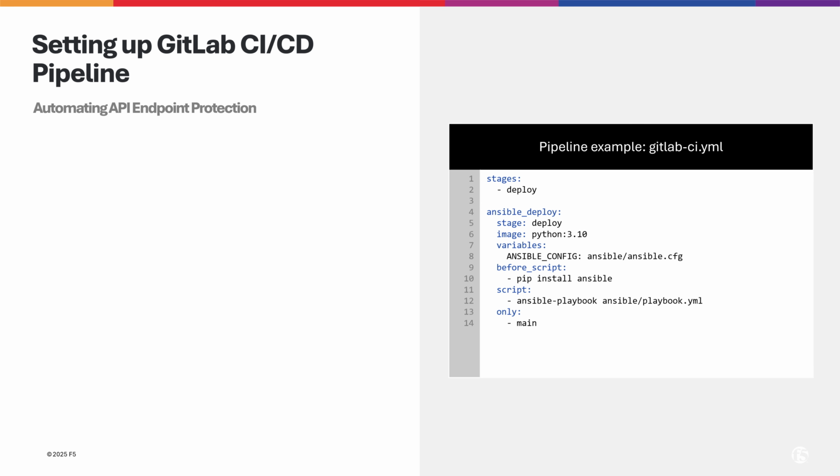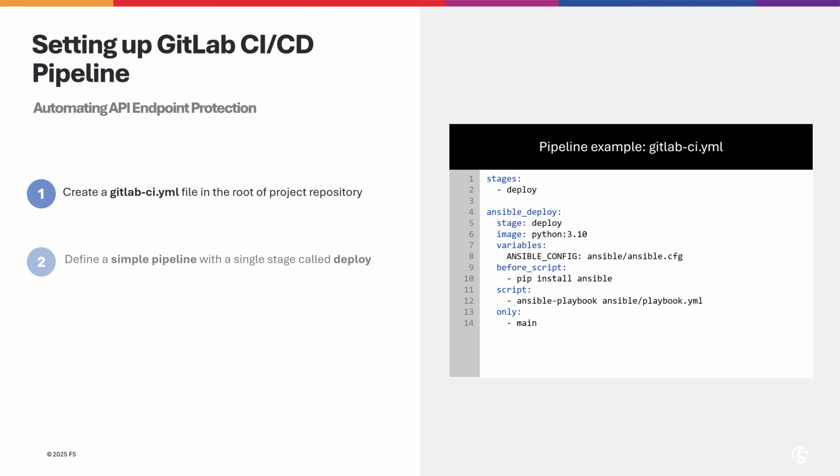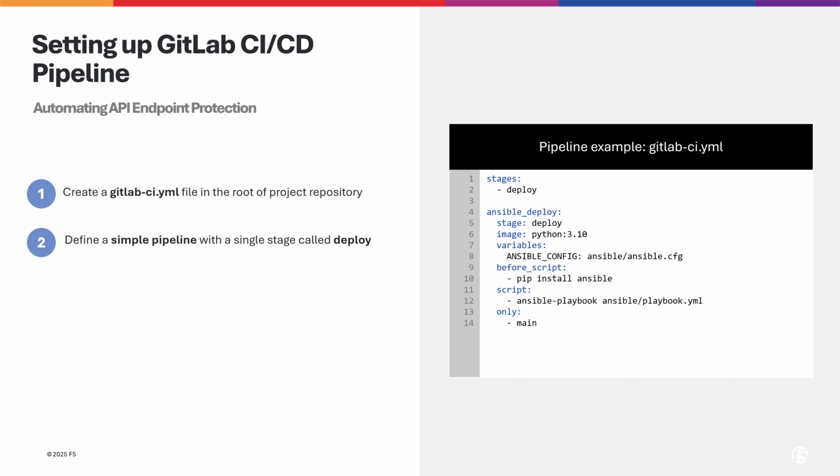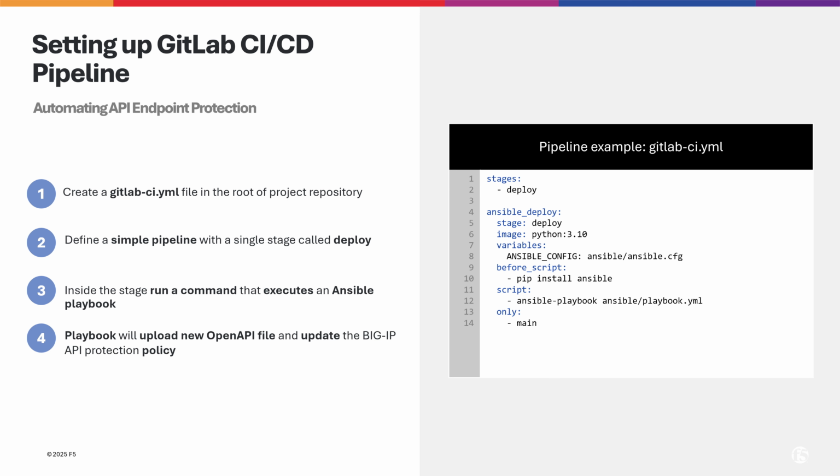Now it's time to fully automate the process and trigger the pipeline on each commit into the main branch. To set up a GitLab CI/CD pipeline, create a GitLab CI YAML file in the root of your project repository. This file defines the stages and steps that GitLab Runner will execute. Begin by defining a simple pipeline with a single stage called deploy. Inside this stage, you will run a command that executes an Ansible playbook. The playbook will upload the new OpenAPI file and update the BigIP API protection policy.